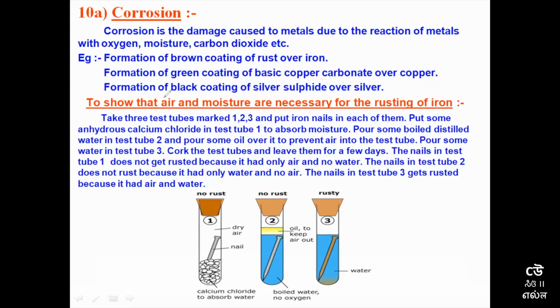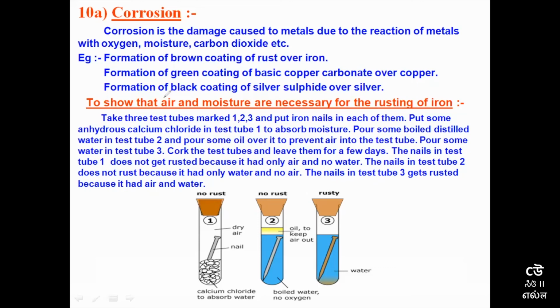So we are going to perform one experiment just to show that air and moisture are necessary for the rusting of iron. So what is rusting? Again, an example of corrosion. For that, we are going to take three test tubes. We'll name them 1, 2, and 3, and in all three test tubes, we will put iron nails. Then we'll put some anhydrous calcium chloride in test tube 1. Why are we putting anhydrous calcium chloride? Because it's that compound which absorbs all the moisture content.